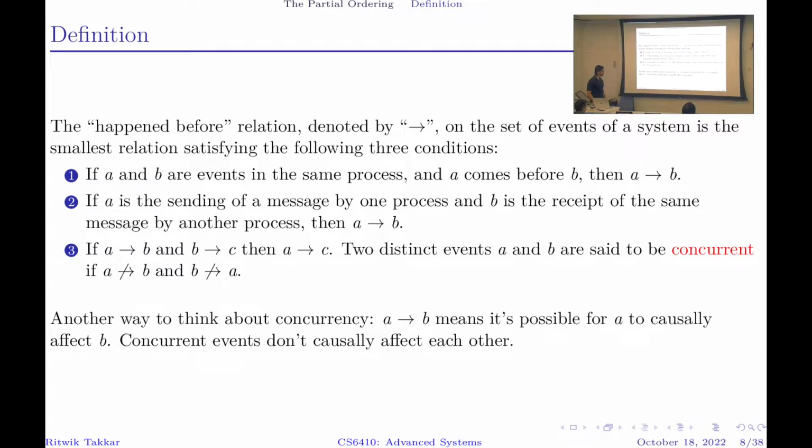Another way to think about this is that A happens before B also means A causally affects B. There's a causal effect between the two events, and concurrent events don't have a causal effect on each other. Just to be clear, it's possible for A to causally affect B. Sorry.